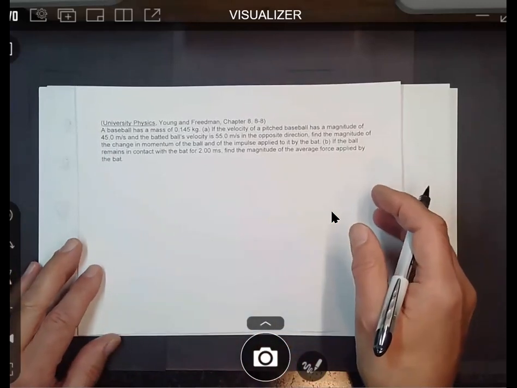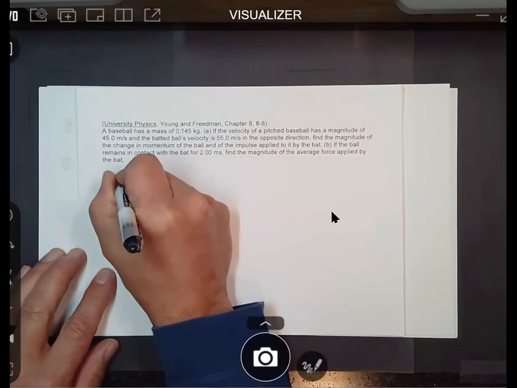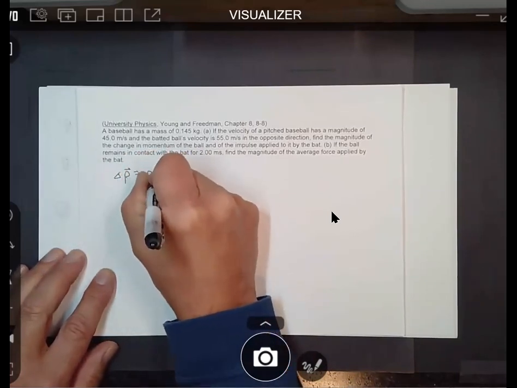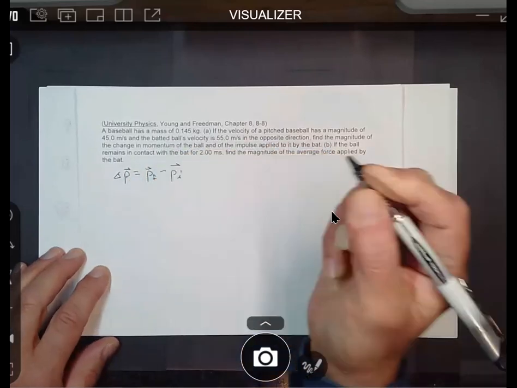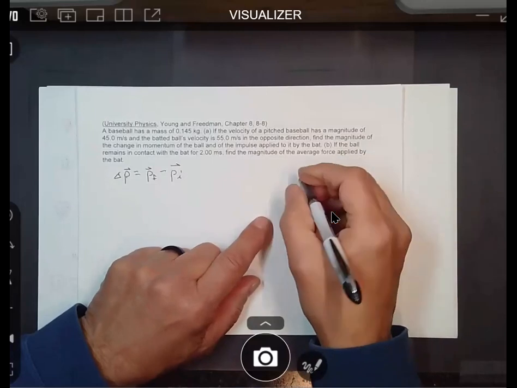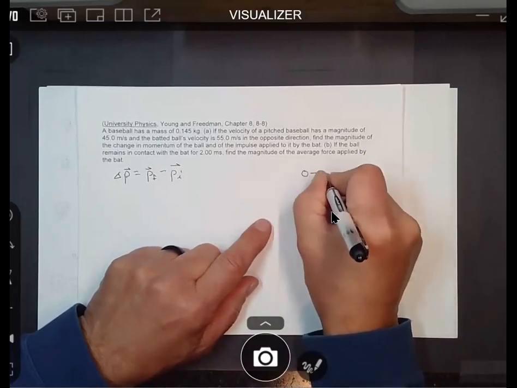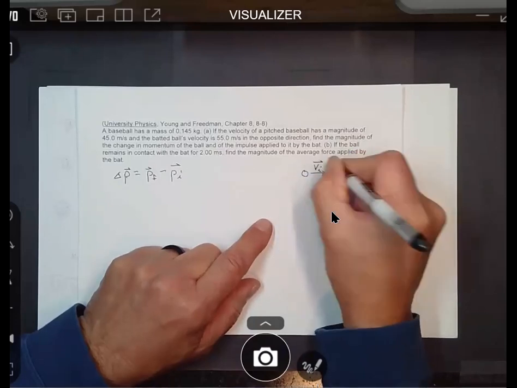So let's imagine that our change in momentum here, delta P, is going to be P final minus P initial. And I'm going to draw a picture for what's going on here. Let's just suppose that we've got the ball going in this direction to start with. So there's V initial.